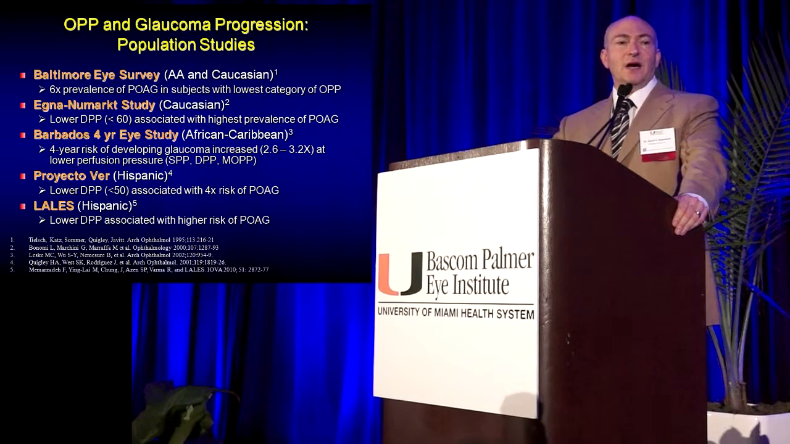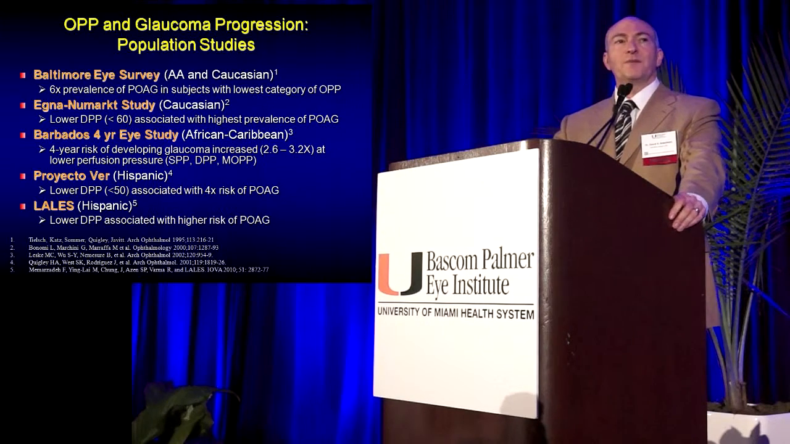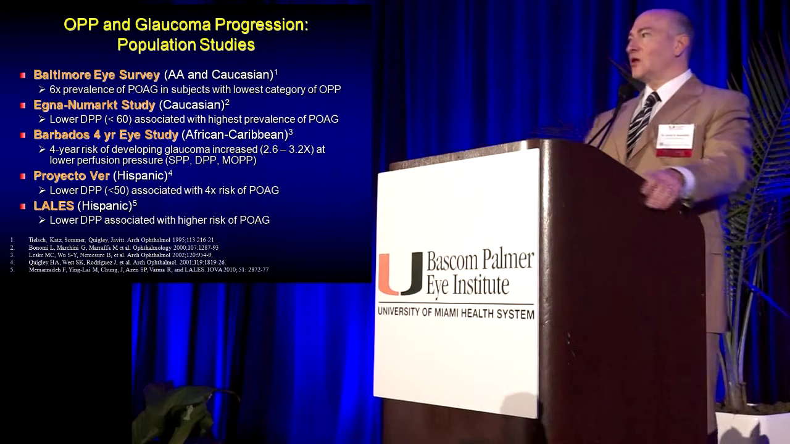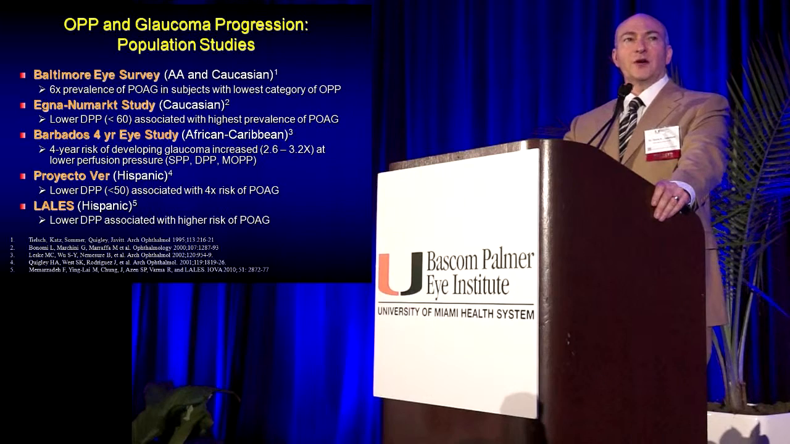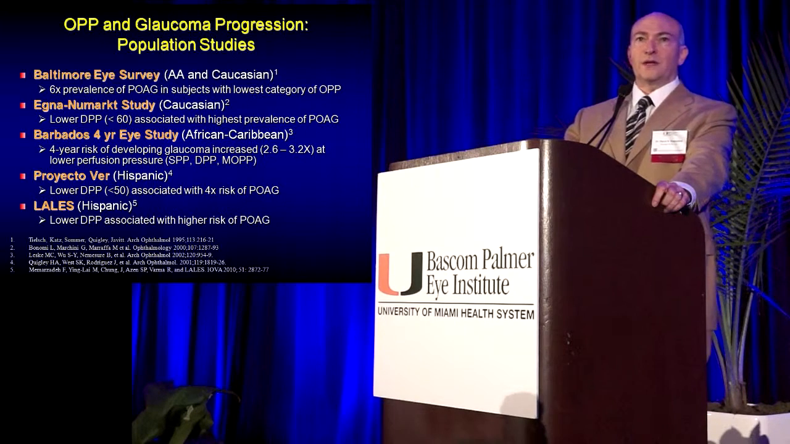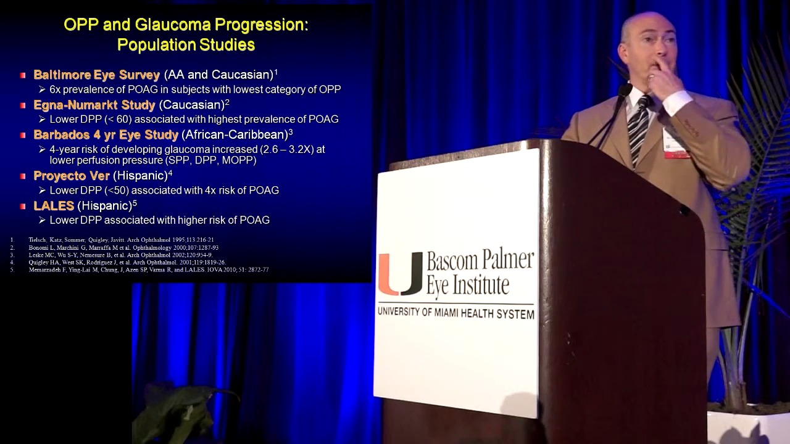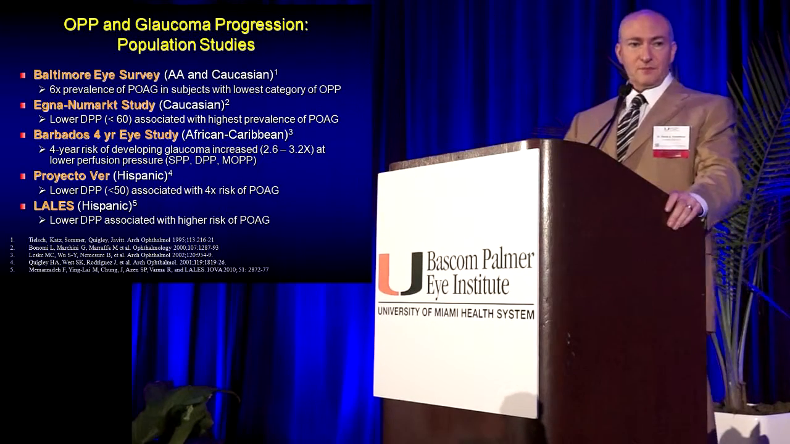You see that reduced ocular perfusion pressure was also a risk factor that was identified in the Early Manifest Glaucoma Treatment Study. And as I mentioned earlier, a number of population-based studies have all identified low ocular perfusion pressure as a very important risk factor for the development of glaucomatous optic neuropathy in various groups of patient populations.